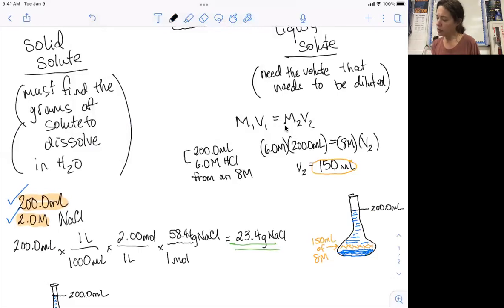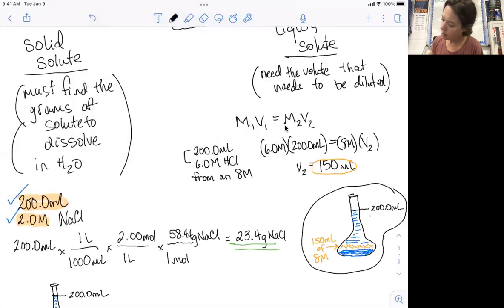At this point, I have prepared 200 milliliters of a 6 molar HCl solution. That's how you make solutions, depending on whether you have a solid solute or a liquid solute that is being diluted. We dissolve a solid solute by adding water until it gets to the volume mark in our flask. We dilute a liquid solute by adding water until it gets to the mark. If we're diluting an acid, remember we always add acid to water.